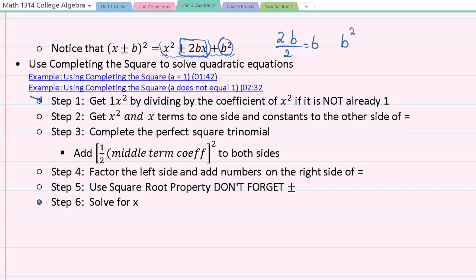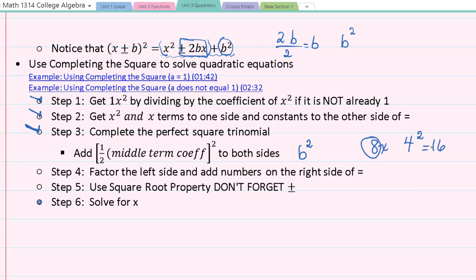The next step, step 2, will be to get x squared and the x terms to be on the left side of the equal sign and constants to the right side of the equal sign. Do this by adding or subtracting a number to both sides. Step 3 is the actual completing the perfect square trinomial part. We need to add b squared to both sides, and we find b by getting half of the coefficient of the x term. So if the x term is 8x, half of 8 is 4, and 4 squared is 16. We would add 16 to both sides of the equation.